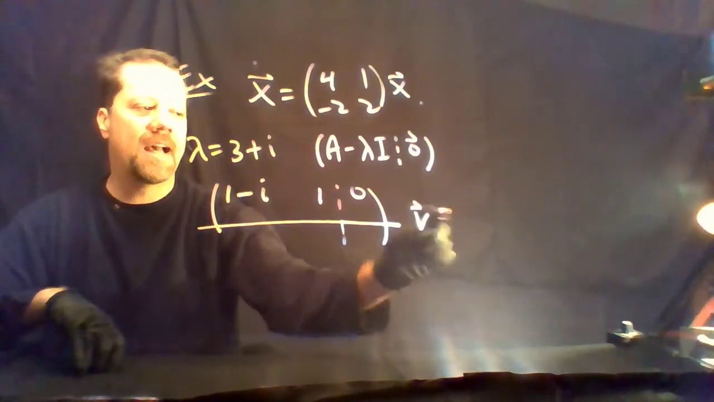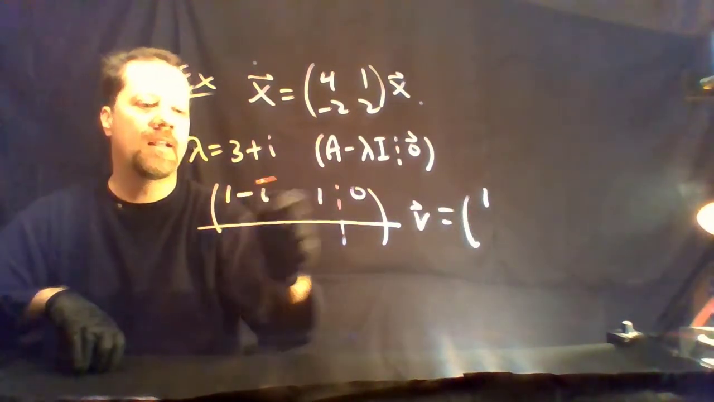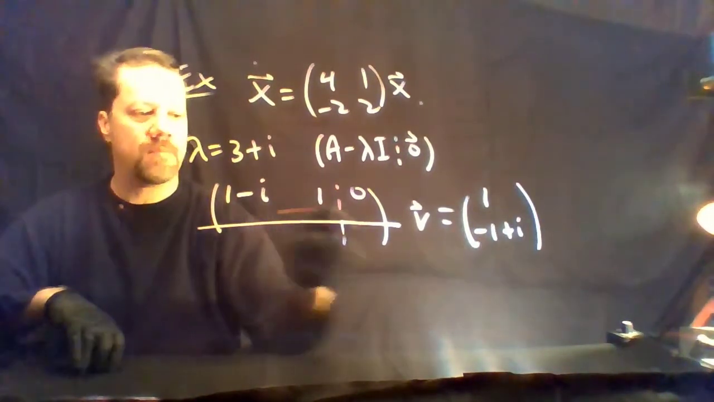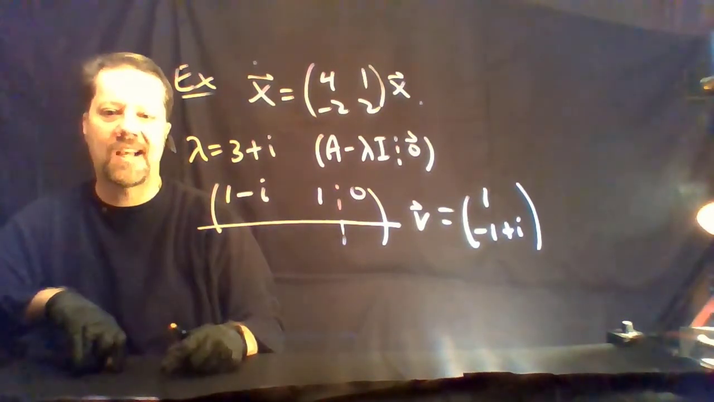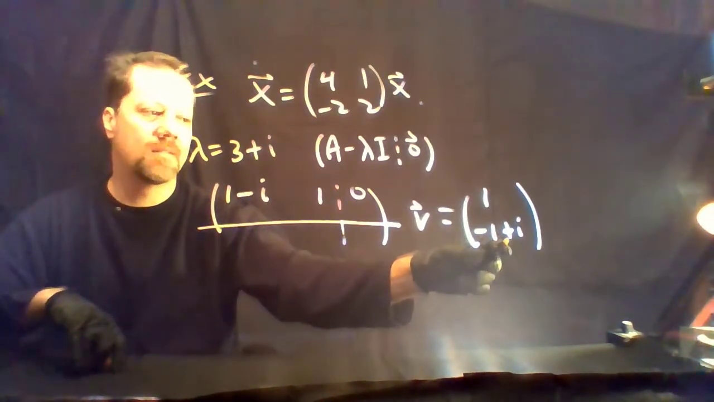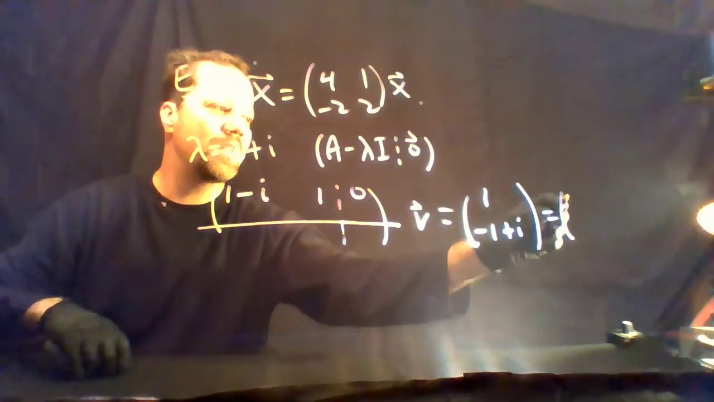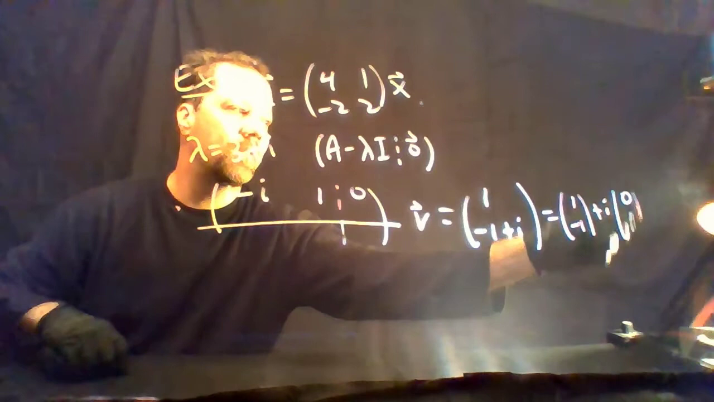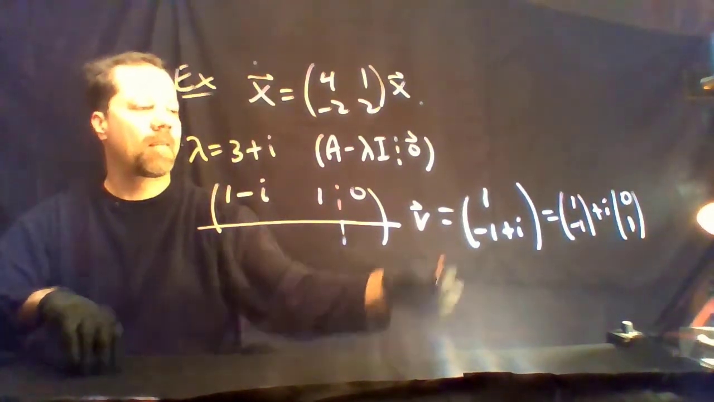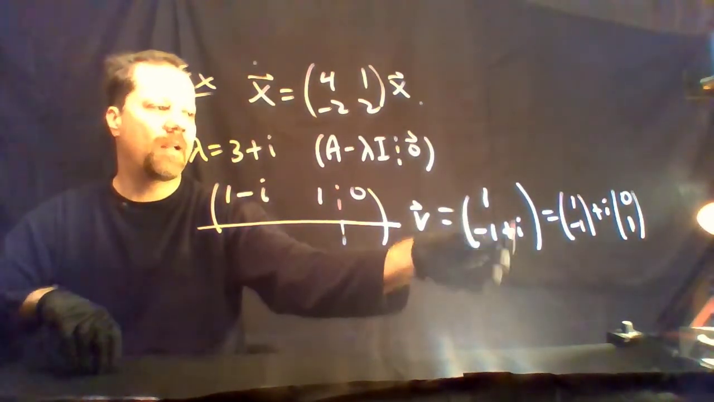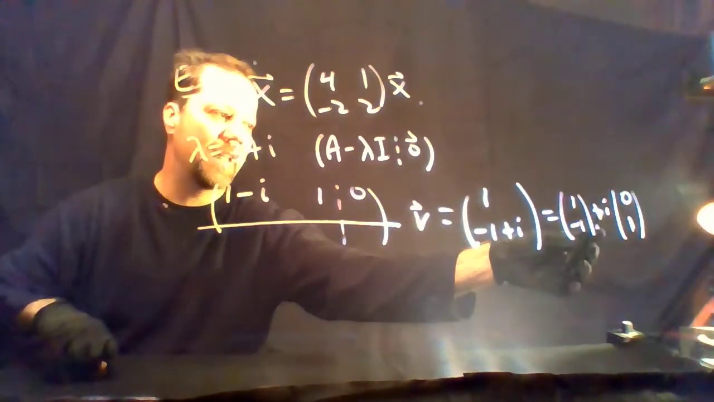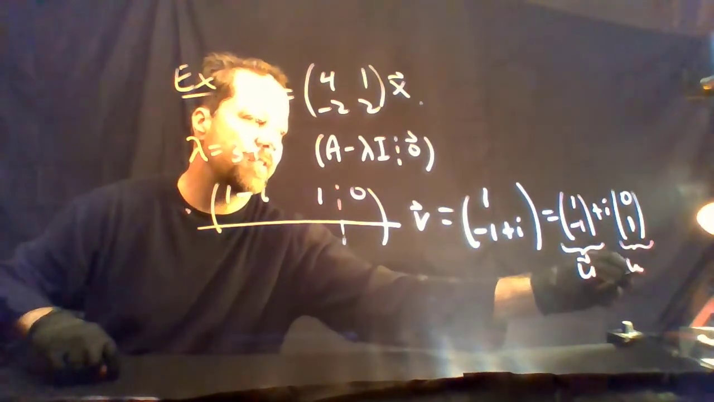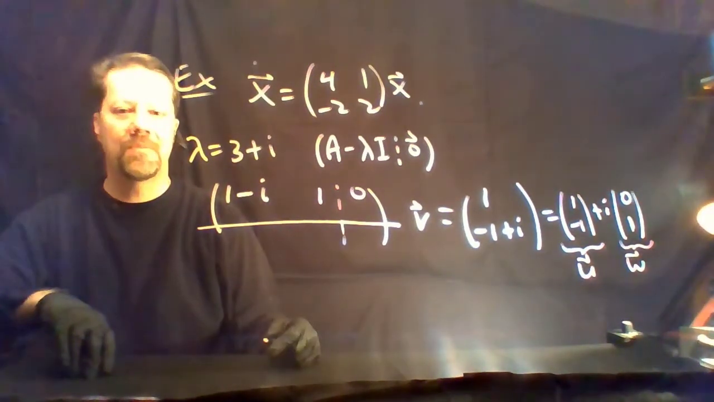This gives us the eigenvector 1, negative 1 plus i. You switch these and change the sign on 1 all the way across. We can decompose this into (1, negative 1) plus i times (0, 1), factoring the i out. This is the vector u, and this is the vector w.